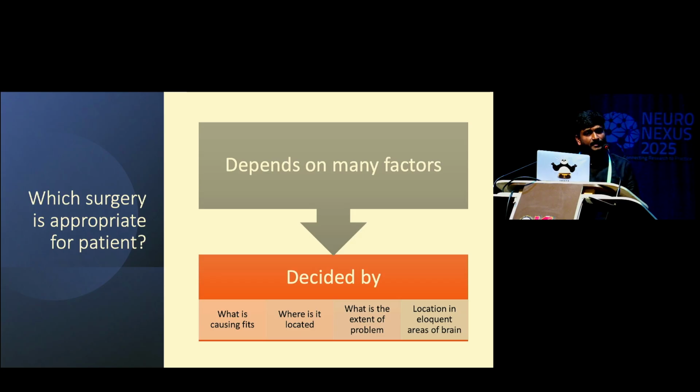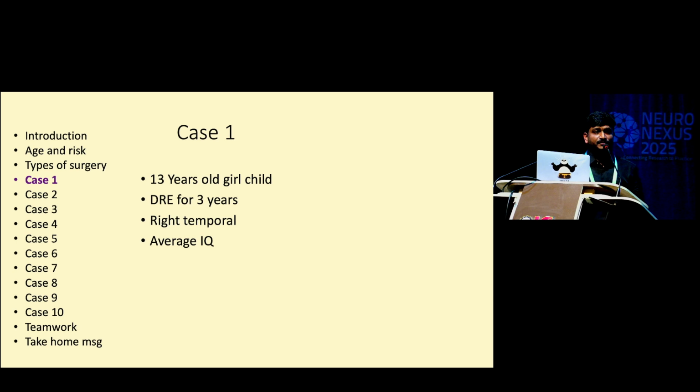If it is a perinatal insult, a local lesion, or a tumor, then based on that, where is it located? If it is located in an eloquent area, we don't remove it. We may not be able to remove it completely. Then we go for lesser neuromodulation options. So I'll iterate some of the cases to see how the management changes.